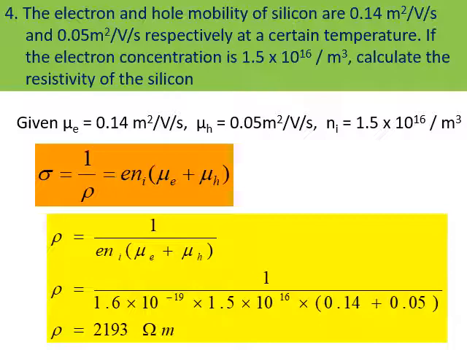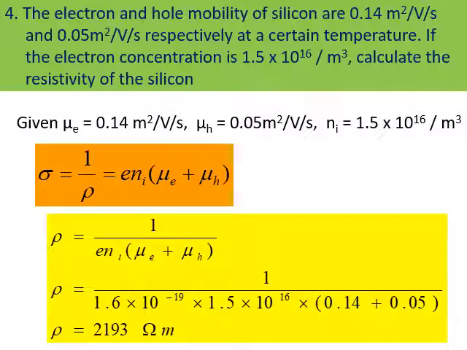Now to calculate the resistivity, we have the equation for the conductivity. Conductivity sigma is equal to e Ni into (mu E plus mu H). But sigma is equal to 1 by rho, which is the resistivity. Therefore, I can write resistivity is equal to 1 by e Ni (mu E plus mu H), where e is the electronic charge, 1.6 × 10⁻19.